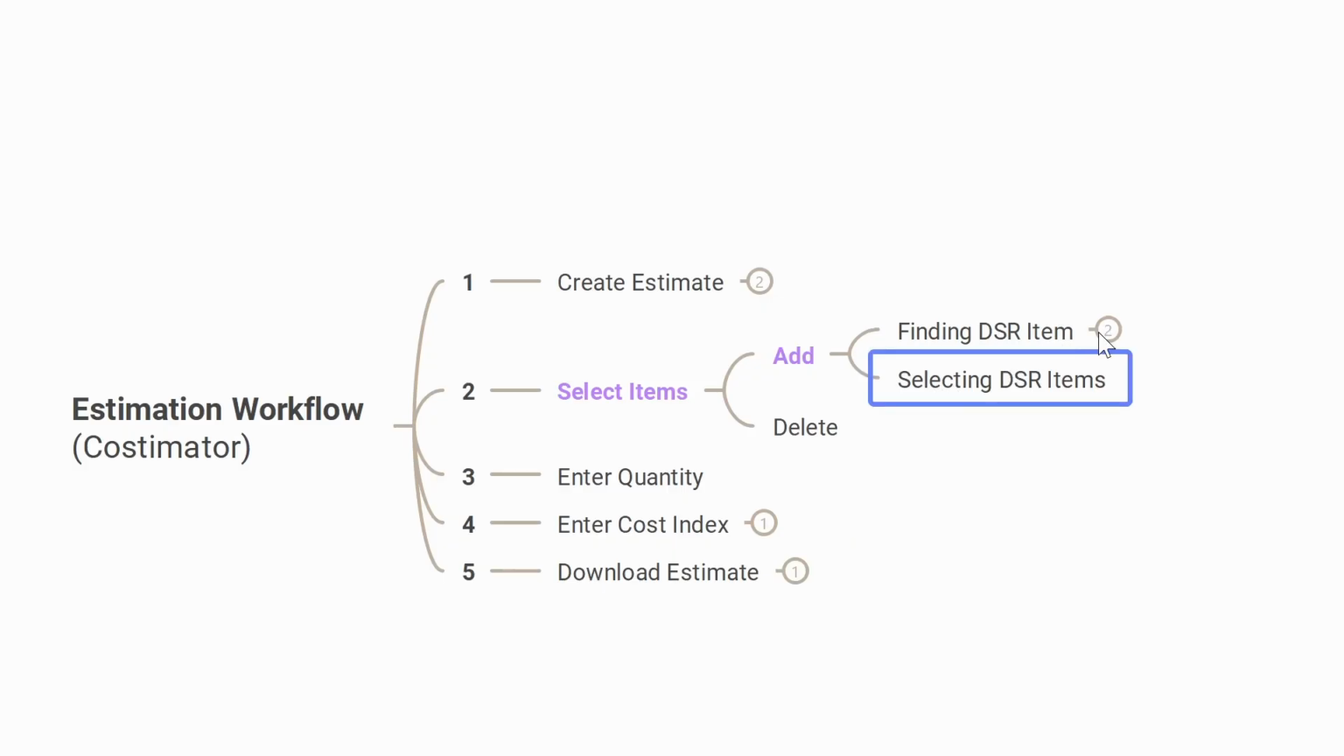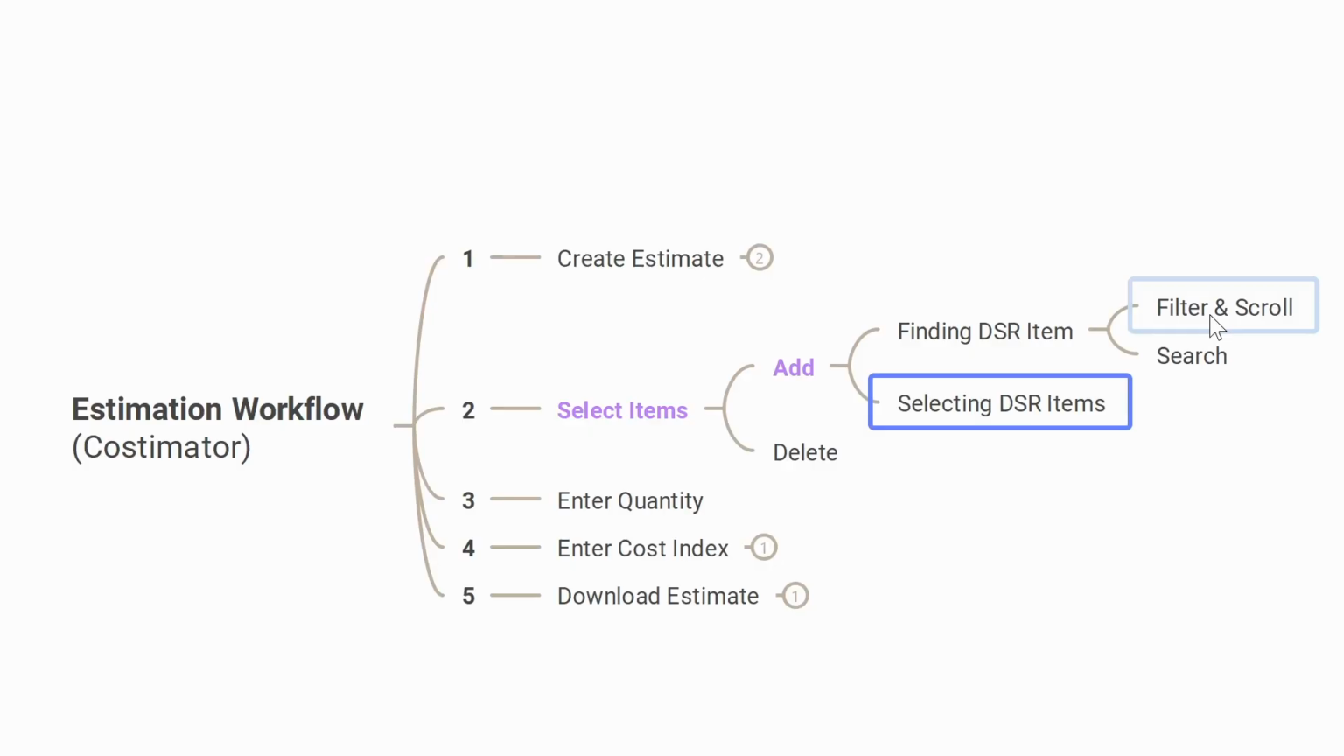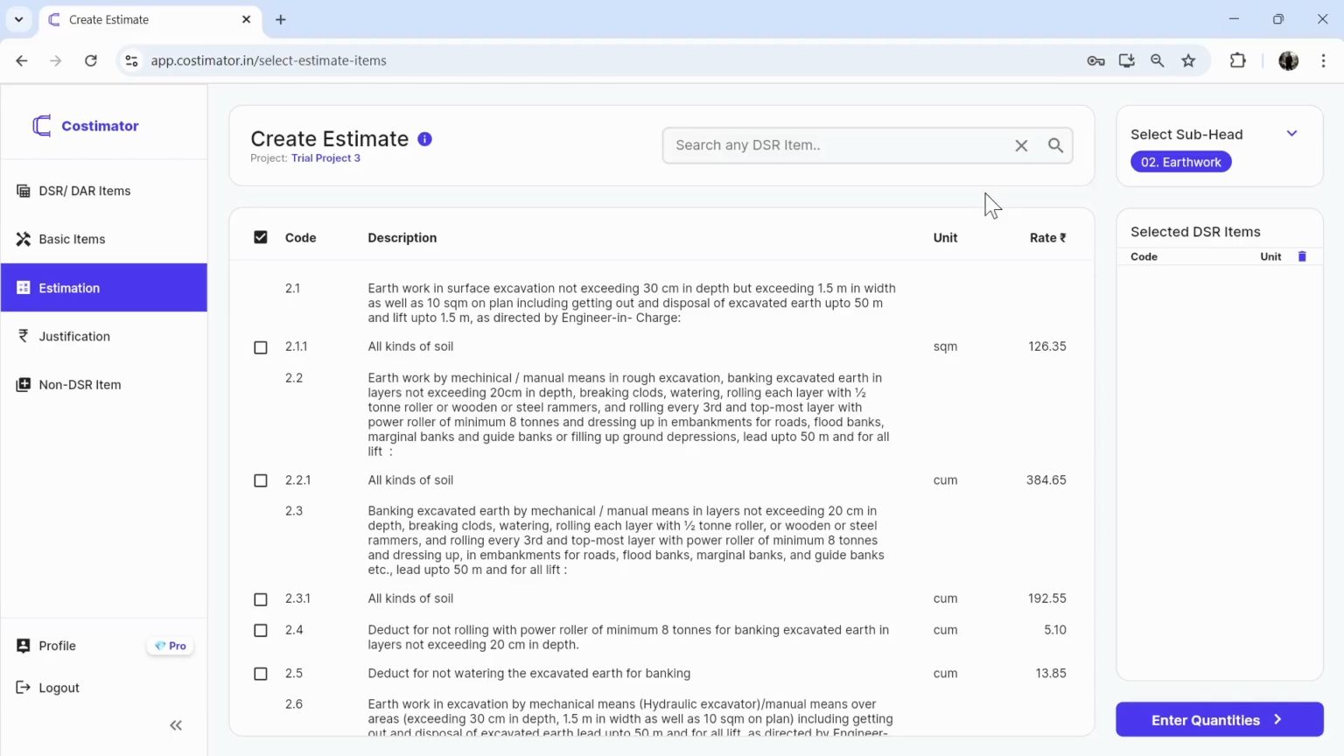So you can do it in two ways. One is by filtering and then scrolling through the list to find your relevant DSR item. And the second is a quick search option which you can use. I'll be showing you both of them. And the second step is selecting the DSR item which you have found out through the first step of either filtering and scrolling or a direct search. So let's jump inside the estimate.